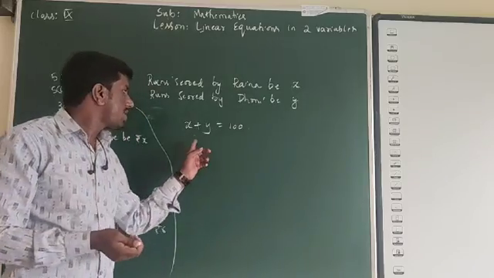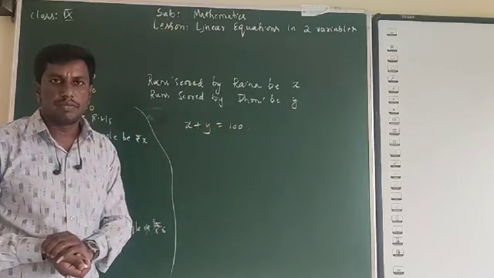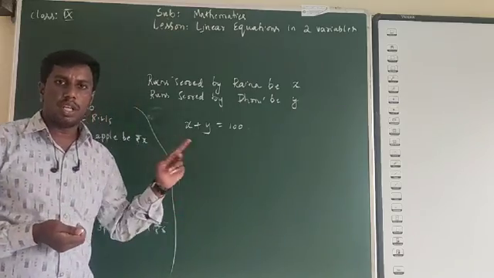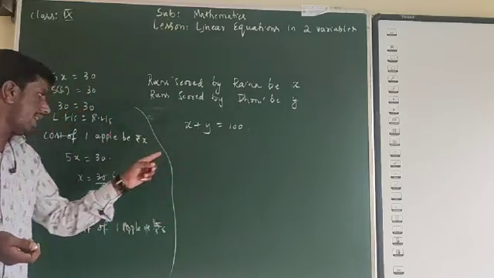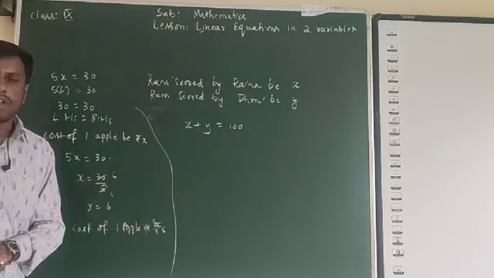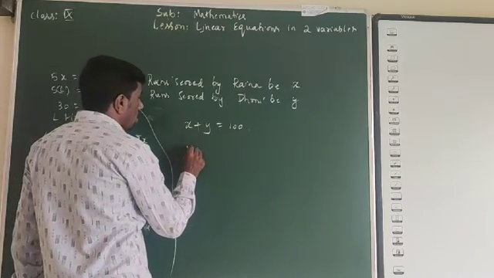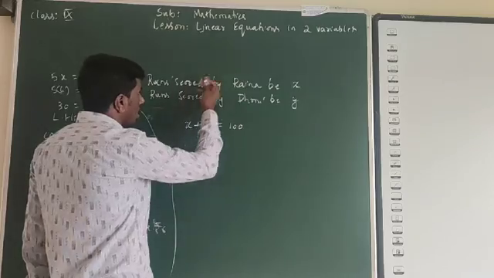Whereas here, for the x and y values, I need to get 100. For what values of x and y will I get 100? Is there only a unique solution, as with the linear equation in one variable? We'll see that.